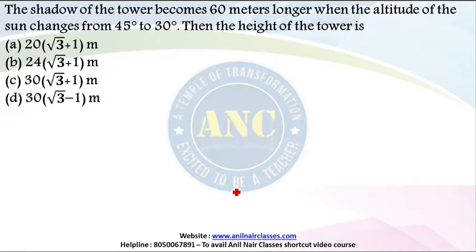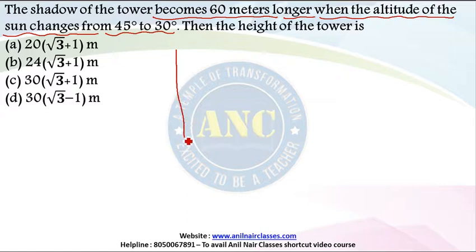Next, question number 21. Listen to this carefully, sir. The shadow of a tower becomes 60 meters longer when the altitude of the sun changes from 45 degrees to 30 degrees. That means there is a tower. This tower I will call AB. AB is the tower. The diagram is not drawn to scale.